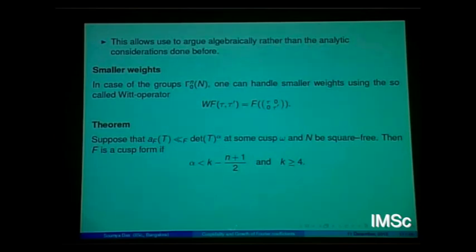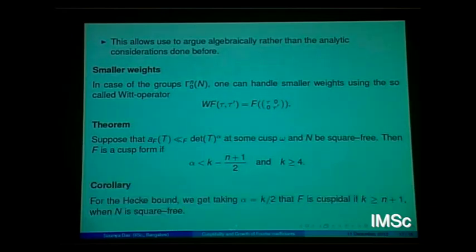So I will make a comment on this assumption, why we need N to be square free. And then you can conclude again that f is a cusp form if again alpha is less than k minus (n+1)/2. This is a very natural condition, because this is precisely the rate of growth of coefficients of Eisenstein series, k minus (n+1)/2. It's quite a natural condition, and k is greater than 4, that's okay. And if we again plug in the Hecke bound, you really do get a bit smaller weight, right? So you get f is a cusp form if k is like n, and when N is square free.